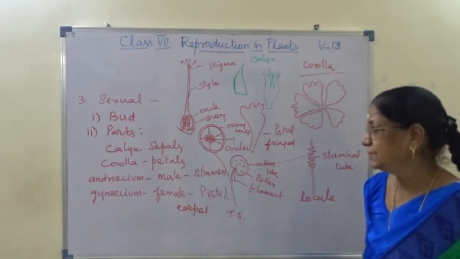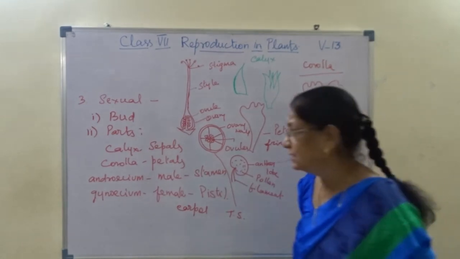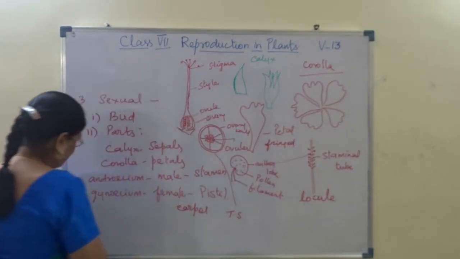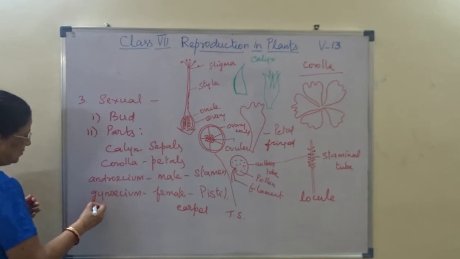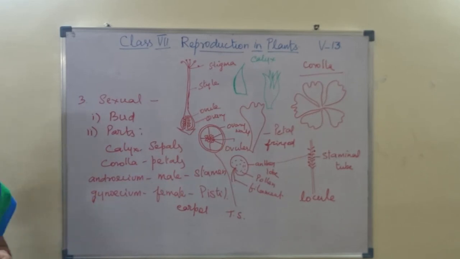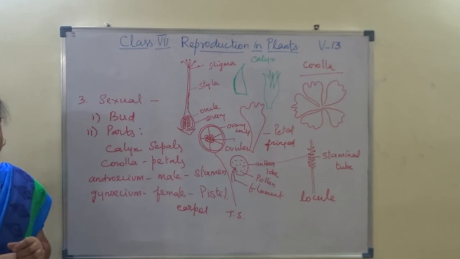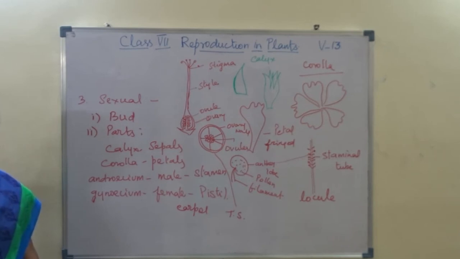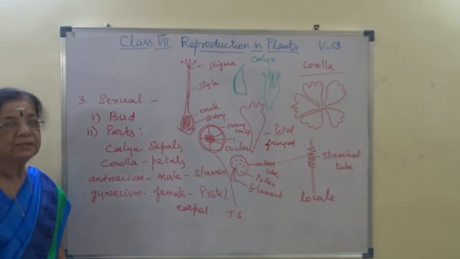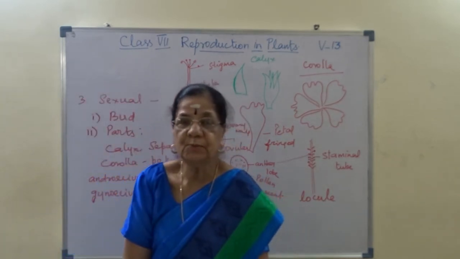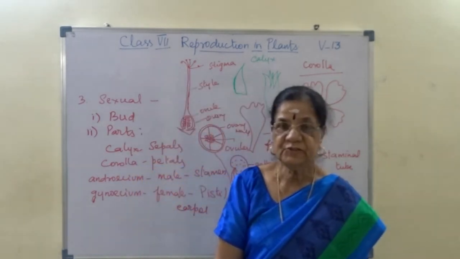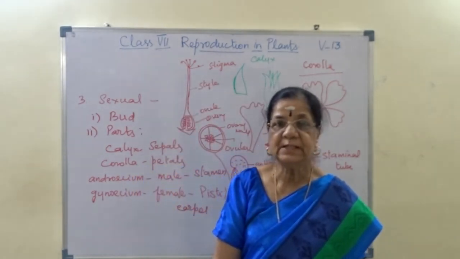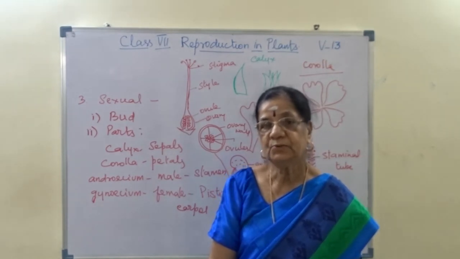Whereas androecium and gynoecium are the essential organs, because androecium is producing the male gamete, the pollen grain, and gynoecium is producing the female gamete, the ovule, which contains the egg nucleus. So these two are essential organs. And after the release of pollen grain and reaching the ovule, fertilization will occur. That we will continue next.